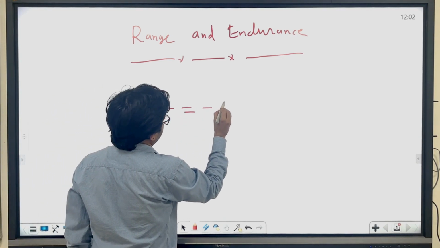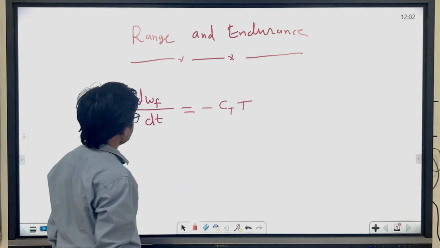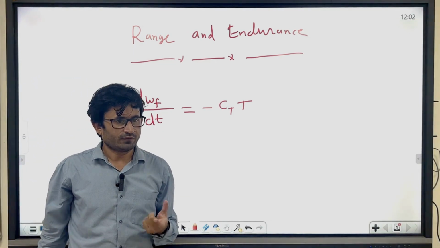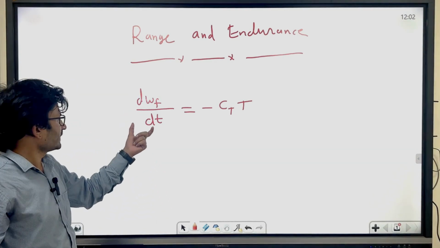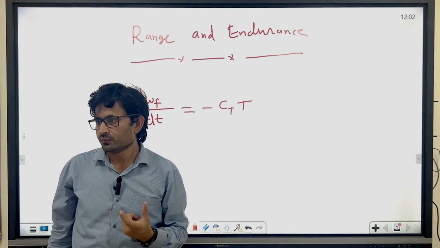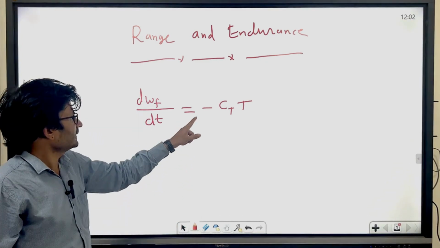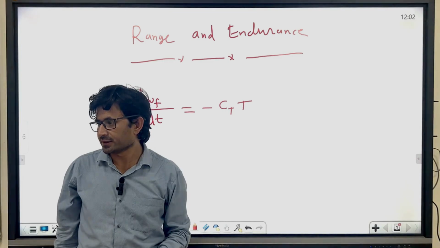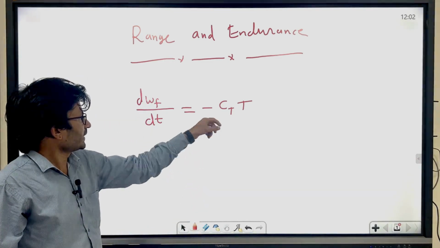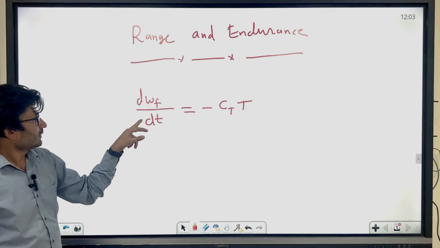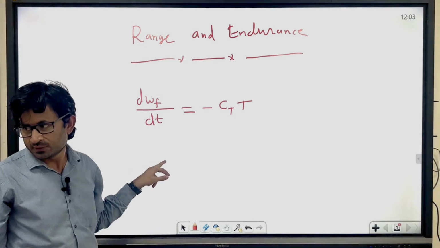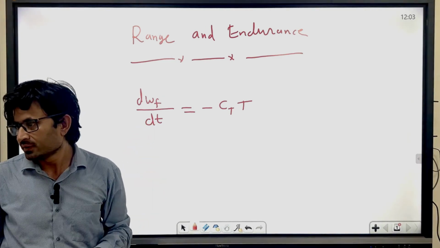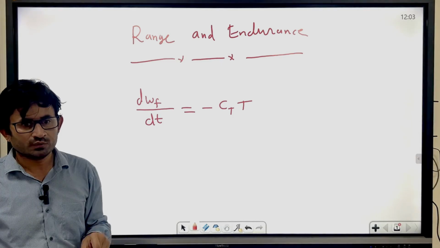dWf by dt equal to minus Ct into T, where Wf is nothing but the weight of a fuel. So dWf by dt is the rate of change of fuel weight, and Ct is the specific fuel consumption, and T is thrust. You can define the Ct as: to produce unit thrust in unit time, how much fuel is required. That is the specific fuel consumption.